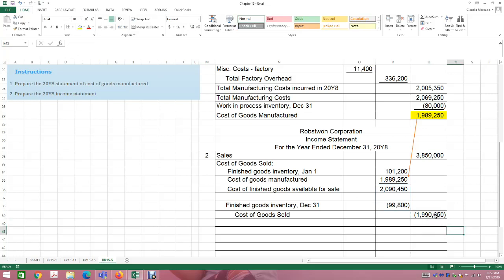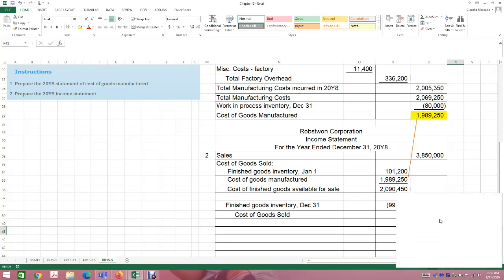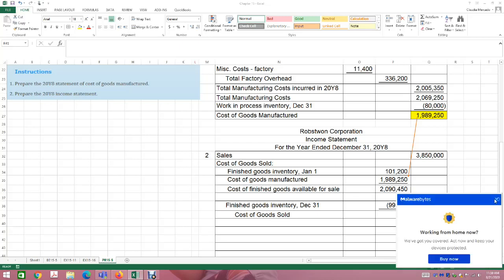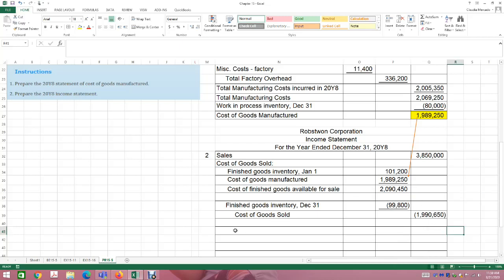This represents the actual goods that were sold. You still have 99,800 sitting in your warehouse. That's why they were deducted. Those we're not going to include. So you had available for sale 2,090,000. We took out 99,800 that are still sitting in your warehouse. So that means that your cost of goods sold for the year was 1,990,000.